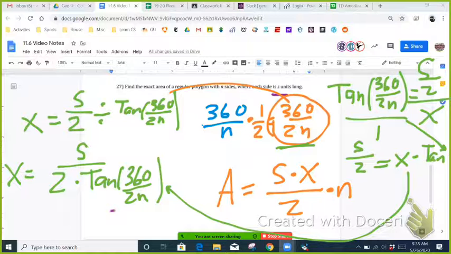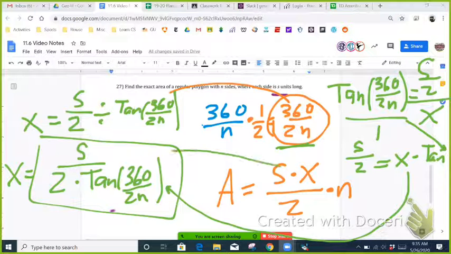So our final answer is just going to be, you take this and plug it right in for x right there. And it would simplify to s squared over 4 times the tangent of 360 over 2n times n. So a little messy, but it's all the same process. But you just got to keep it in terms of s and n. You don't have numbers. And it just helps to define the height of each triangle, the apothem, as x, and then try to get that alone for when you plug it into the formula.